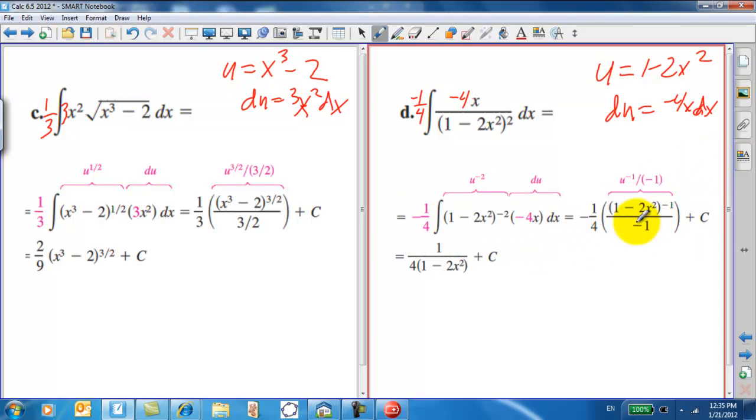Okay. Now they end up not actually calling it u, but they kind of show it here in red above it, u to the negative 2 du. That cranks up a power, u to the negative 1 over negative 1. That's how you get that part.